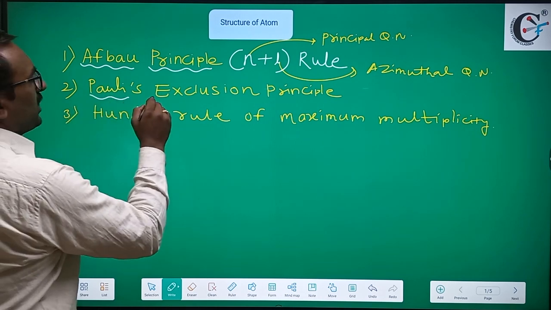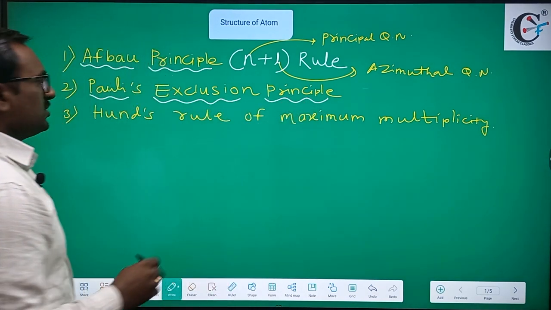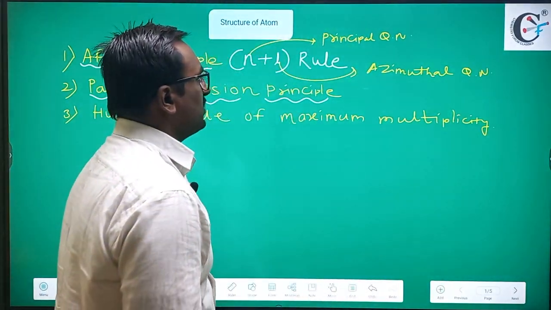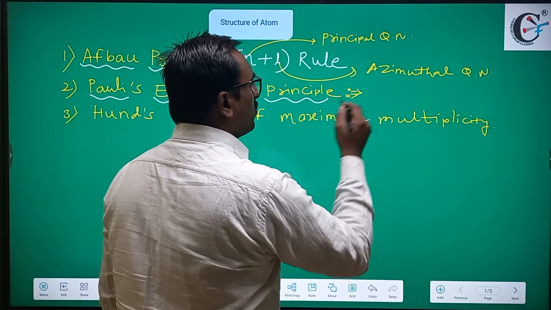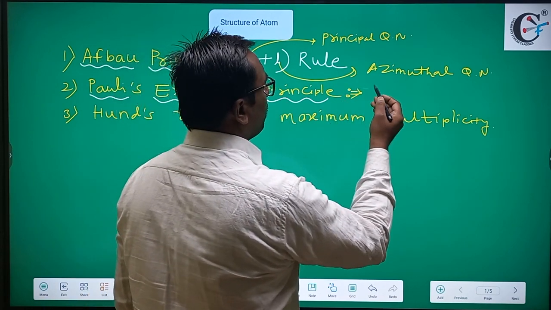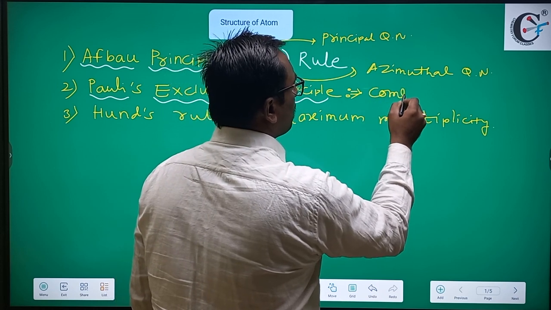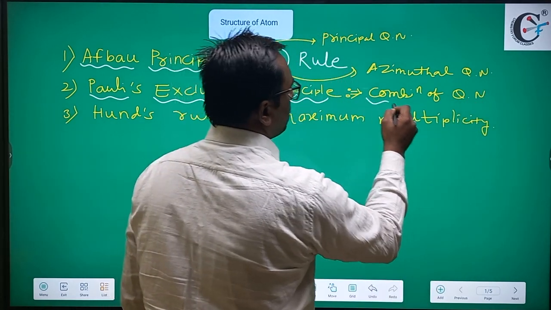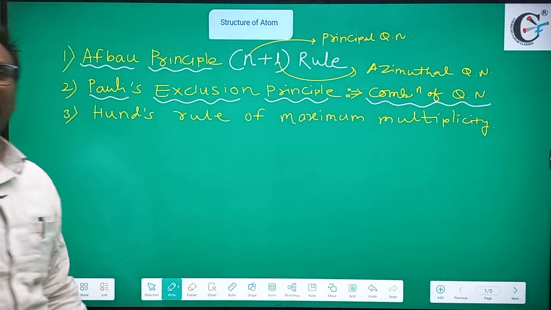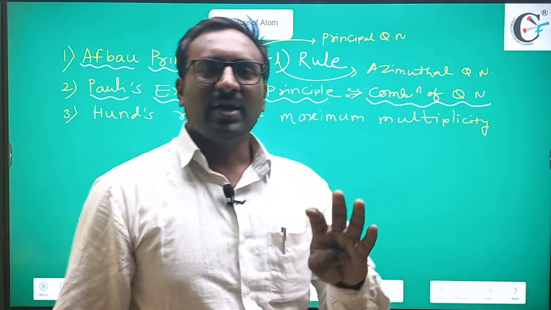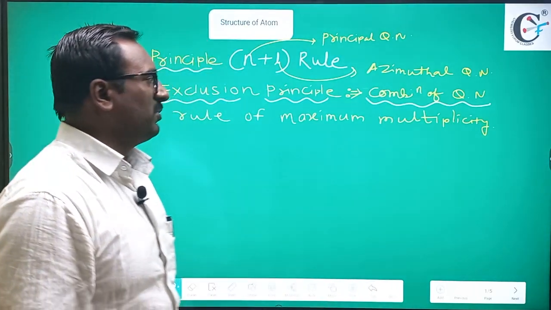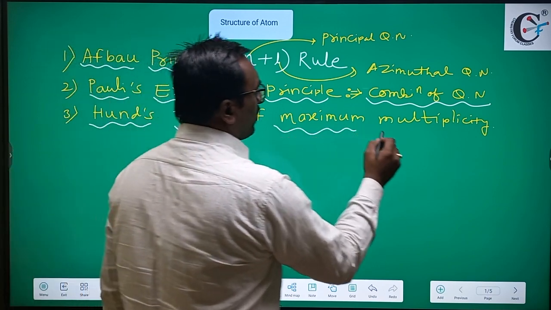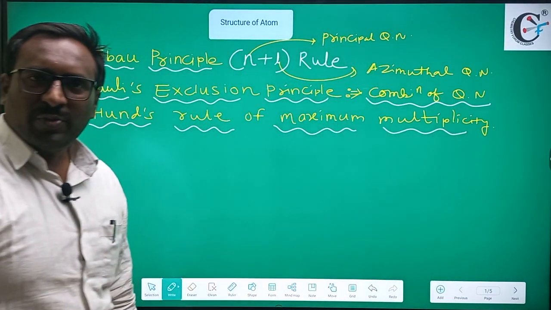Next rule, that is Pauli's exclusion principle. This rule gives us the exclusiveness of electron. Each and every electron is exclusive. So in this principle, we will deal with the combination of quantum numbers for writing electron configuration. We have 4 different types of quantum number, and we will do the possible combinations of quantum number. Then in case of Hund's rule, we will arrange the electrons in various orientations.